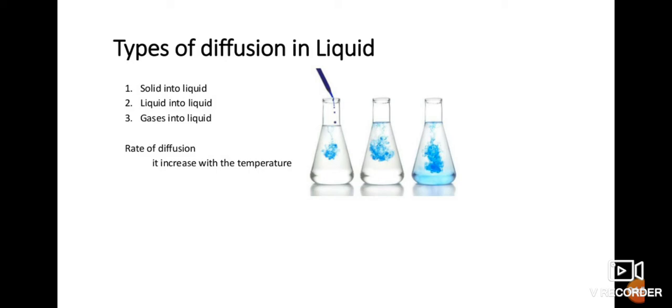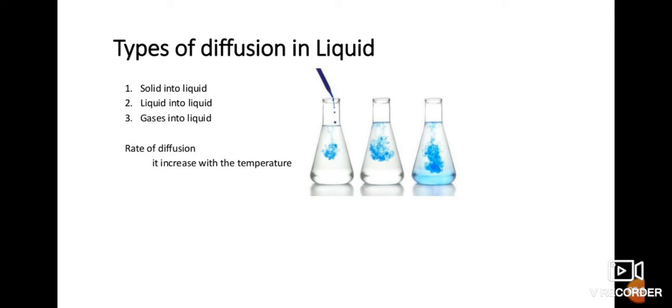Now, when we talk about a particular property called diffusion, remember: diffusion is the property by which one state of matter intermixes with another state of matter. Intermix means they will come together and mix properly. Now, solid to solid diffusion is very rarely seen. The strongest diffusion we will be able to see is when a solid is put in a liquid, a liquid is put in a liquid, or a gas is put into a liquid.